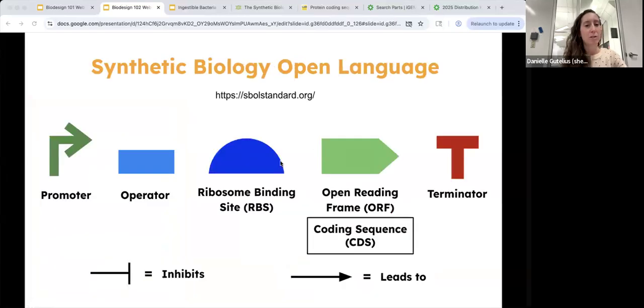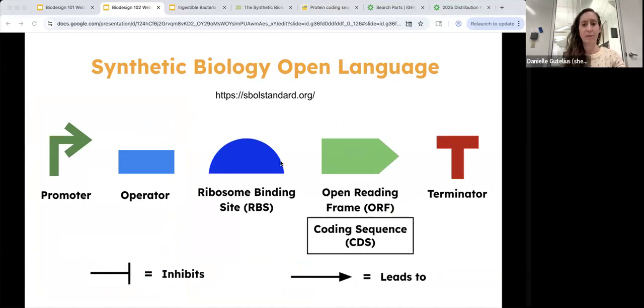Okay, so Synthetic Biology Open Language. I gave you the website here. I highly recommend checking it out. It's a great website. It lists all the different parts and the universal symbols used. So these symbols are universally recognized. The colors here are arbitrary. I just kind of chose colors. You can choose your own colors.